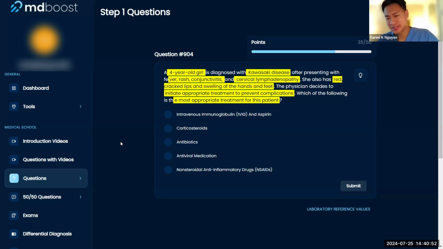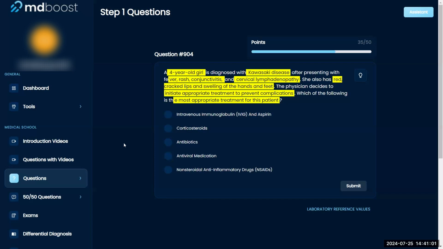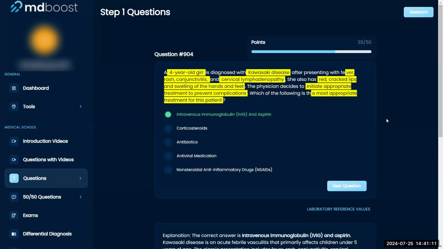What's your gut say? Listen to your gut. He mentioned Kawasaki in the cardio chapter last night. That's why I'm saying that too. I like the aspirin one for some reason, that just makes the most sense, but I'm not sure. It is the aspirin one.